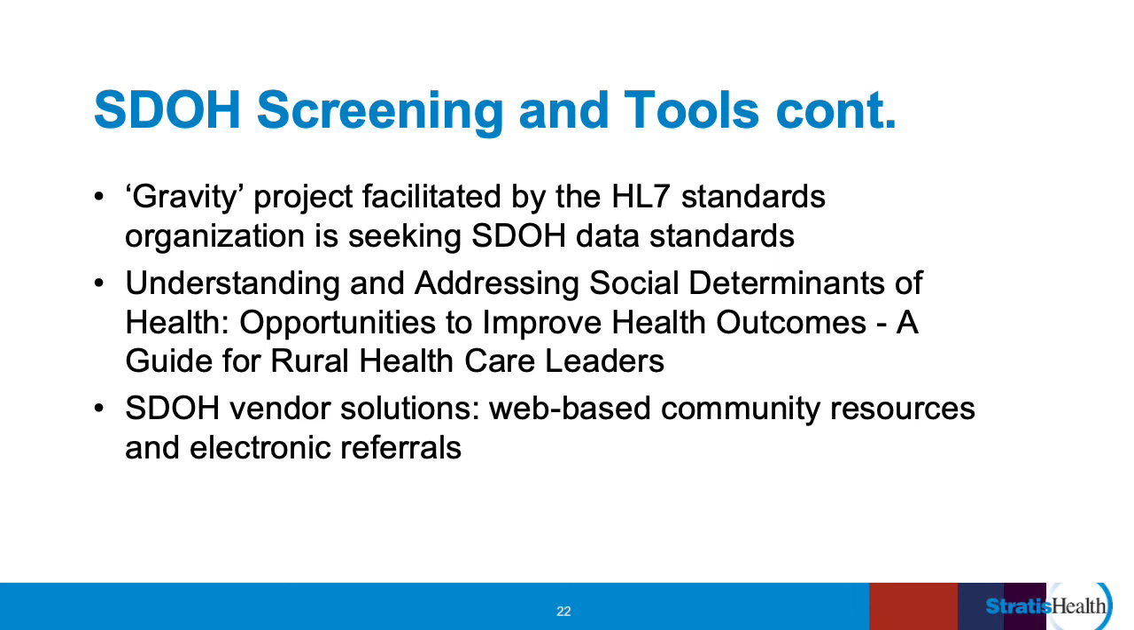You can refer to the reference slides at the end of the slide deck to learn more about the Gravity Project. If you'd like to learn more about social determinants of health from a rural perspective, Rural Health Value published a 10-page guide on that topic entitled Understanding and Addressing Social Determinants of Health, Opportunities to Improve Health Outcomes, a guide for rural health care leaders. A link is provided for this in the references section at the end. Also, if you'd like to learn about 3 of the most common SDOH screening tools, you can refer to the final resource slide at the end of the slide deck.